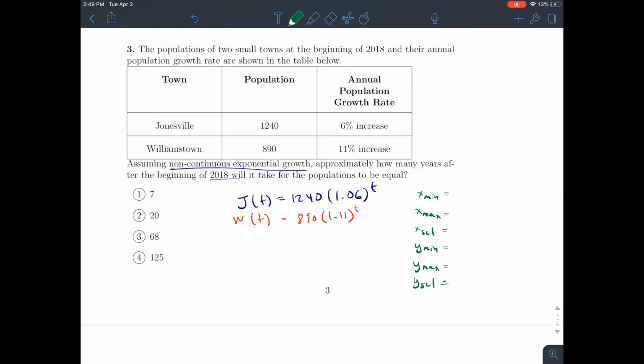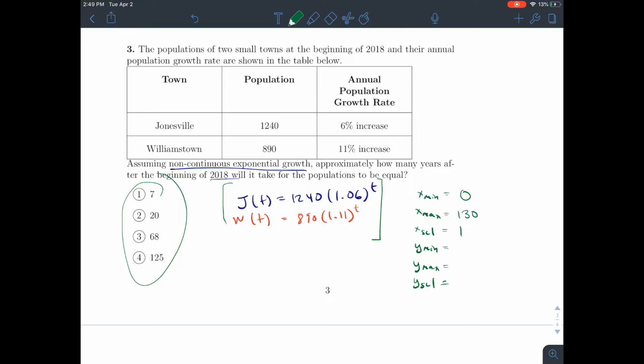So in terms of x-min, x is not a variable from either of our equations. So x really refers to the t value here. If we're looking at time values, it looks like the range of possible values is somewhere between 7 and 125 for them to be equal. So I might at first look between 0 and 130. X scale is always going to be 1 for you guys on your TI-83 or TI-84.